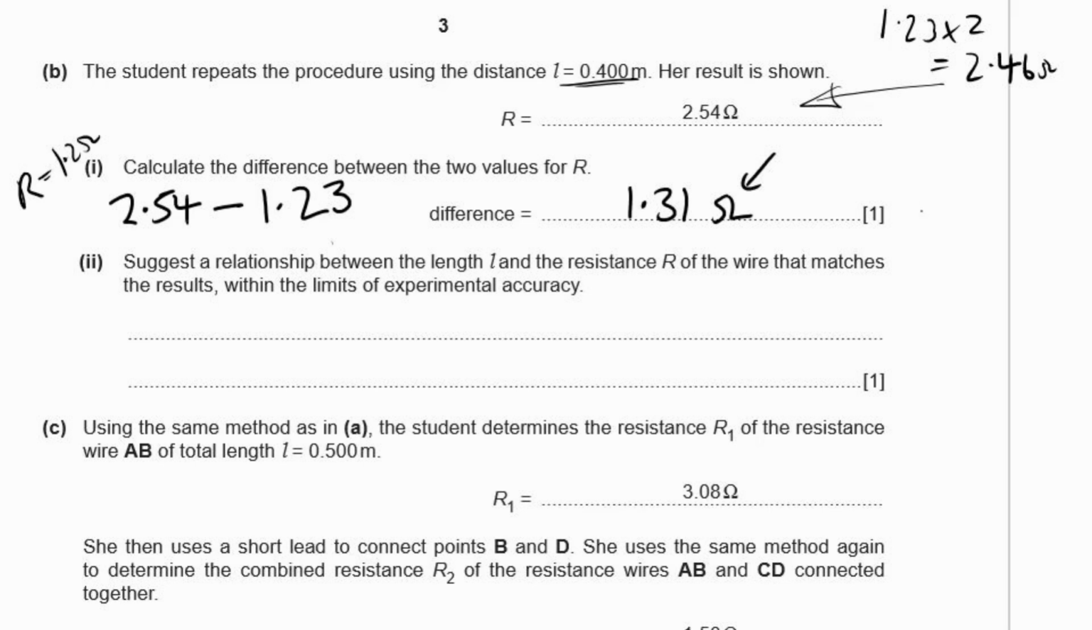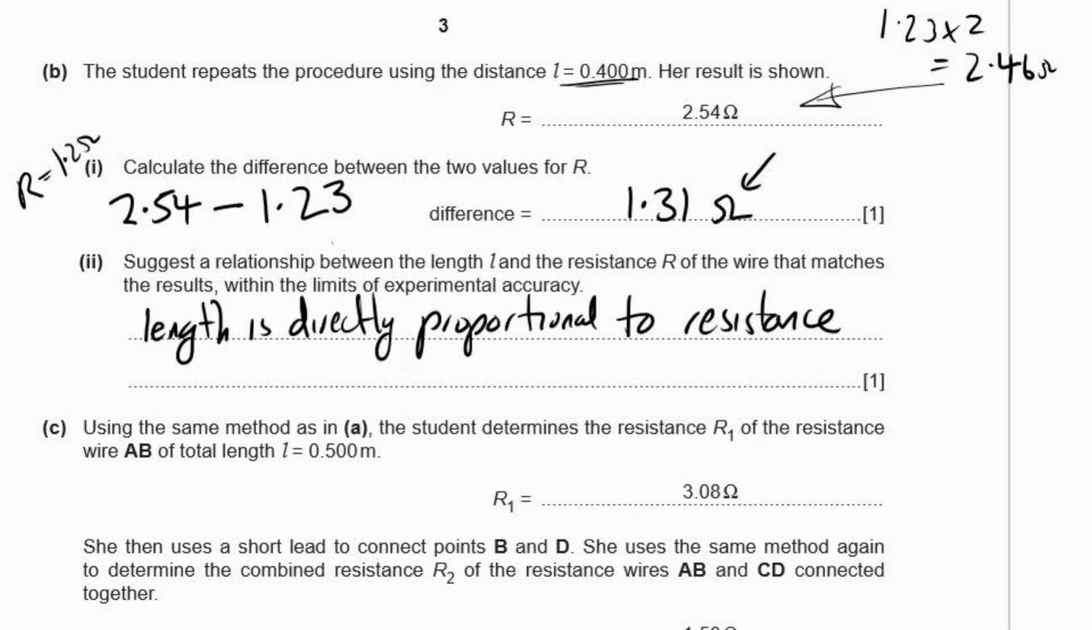So what does that mean? Within the limits of experimental accuracy, we would say that the length is directly proportional to the resistance. As the length doubles, the value of the resistance doubles. So let's write that in. There we go. The length is directly proportional to the resistance.